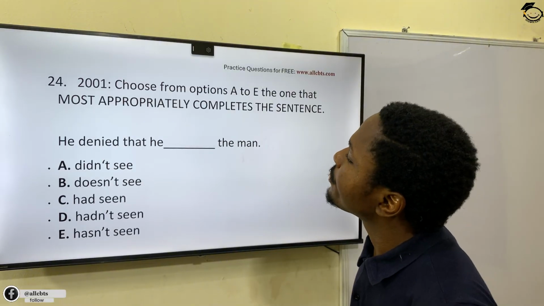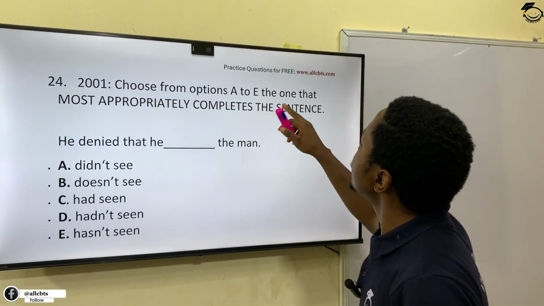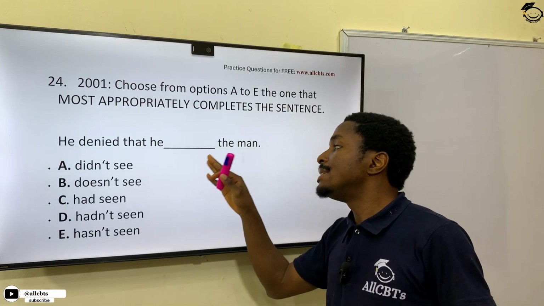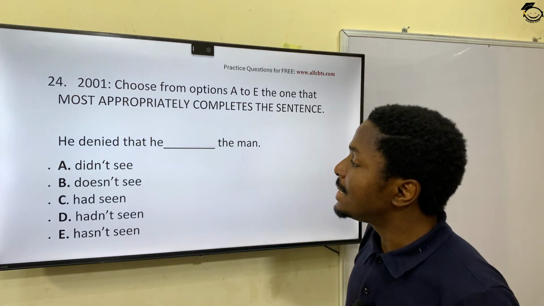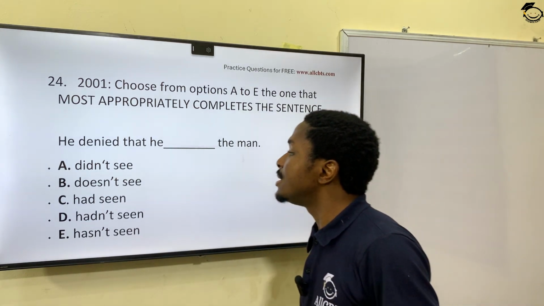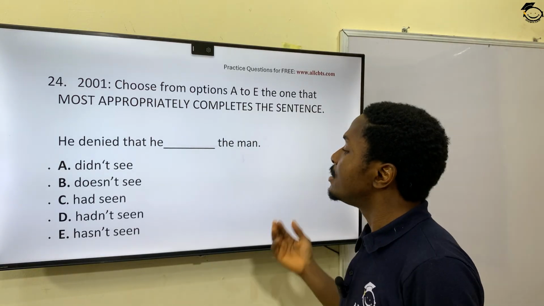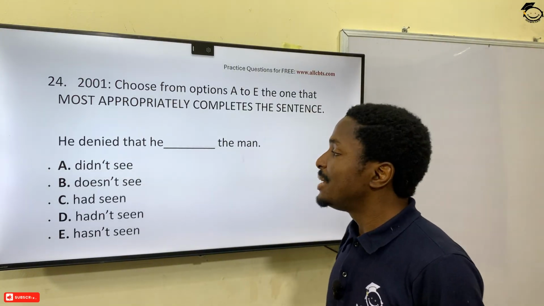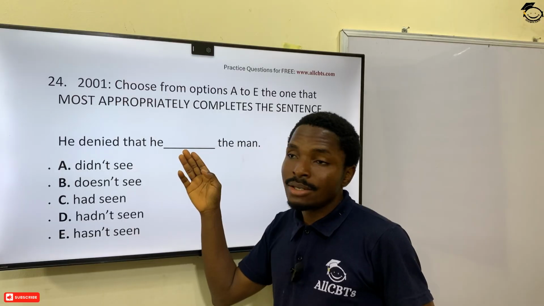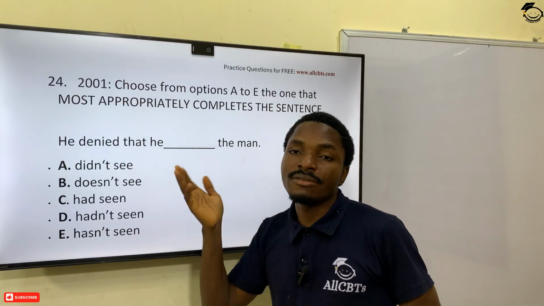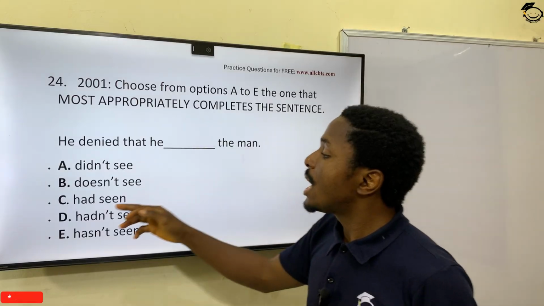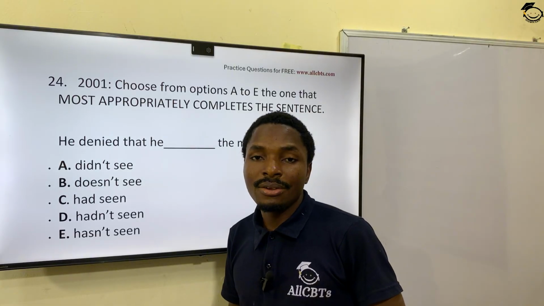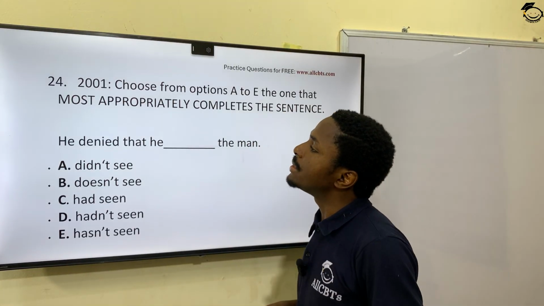Okay, 24. 2001. Choose from options A to E the one that most appropriately completes the sentence. He denied that he dashed the man. He didn't see the man. He doesn't see the man. He had seen the man. He hadn't seen the man. He hasn't seen the man. Okay, so this is a conditional statement. In a conditional statement, we've done a lot of this in our previous class questions. We use had. So he denied that he had seen the man.